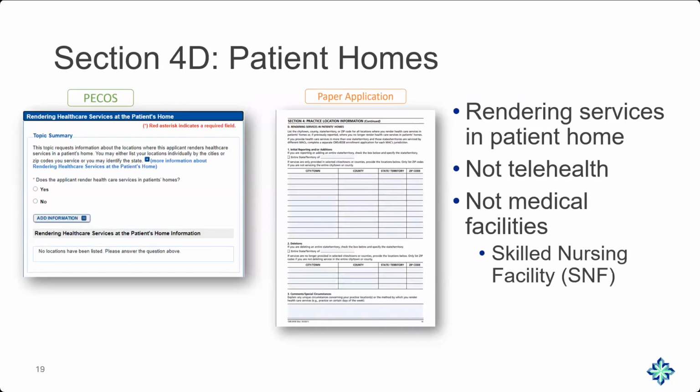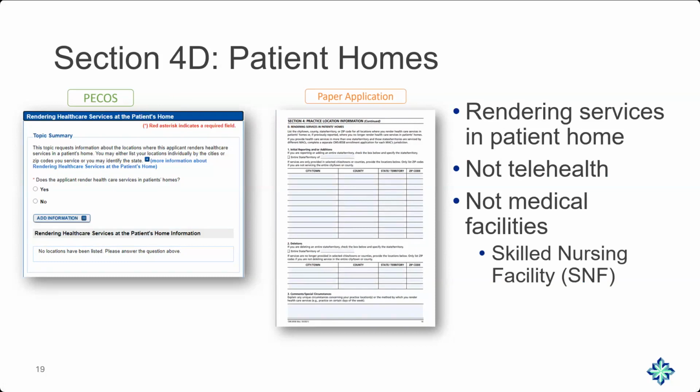Section 4D, we are again talking about patients' homes. I mentioned that as practice location. If a provider is going to be rendering services in their home, again, this is not a medical facility, not a nursing home, not an assisted living, not a skilled nursing facility. It's their apartment. It is their house, what have you. We need to know if the provider is going to be providing services in their home, which would be that place of service 12.